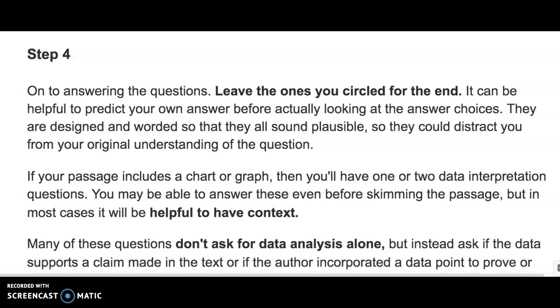Step 4. Leave the ones you circled for the end, because those are honestly probably going to be the easier questions. Start with your harder questions first. They're going to take your most time, right? The other ones you can breeze through a little quicker.